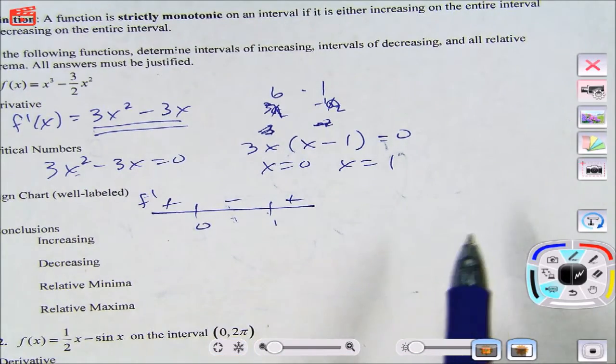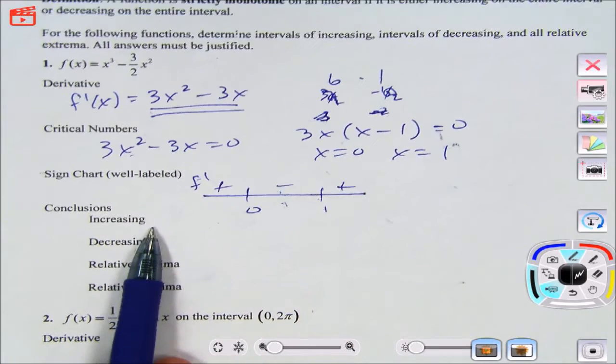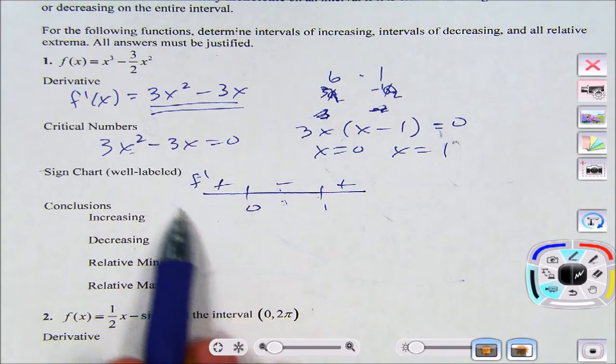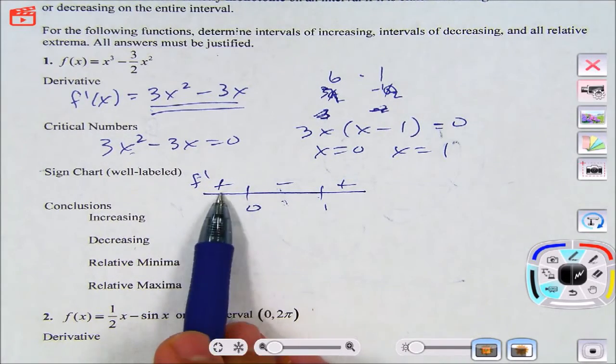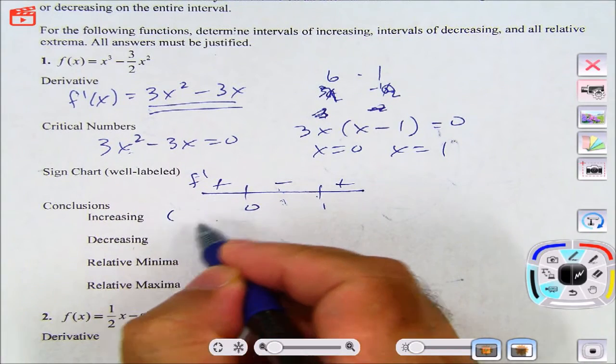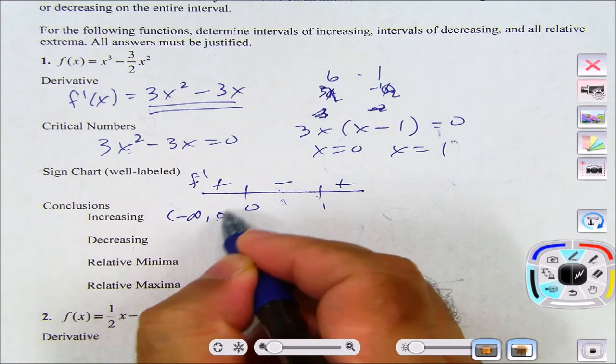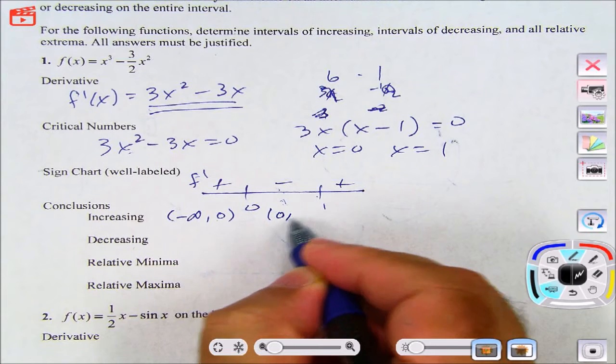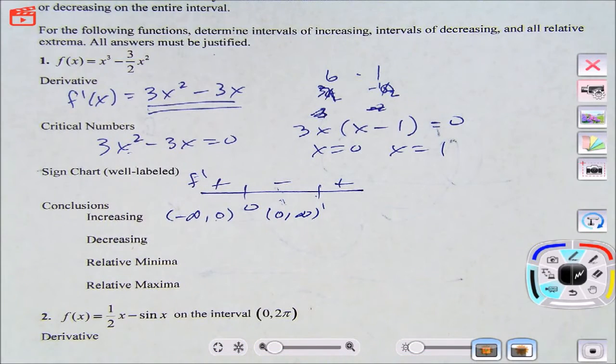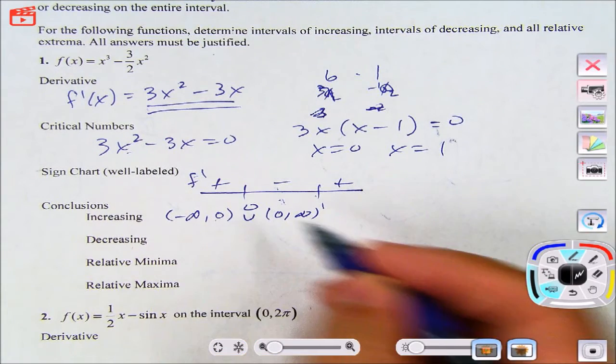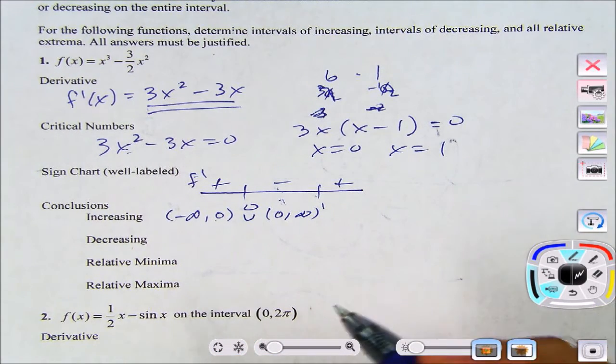All right. So now, where is it increasing? Look here. It's increasing where the first derivative is positive. So it's increasing from negative infinity to 0 and from 1 to infinity. Let's put union. You know what I noticed? I put union, but AP doesn't seem to care. You can just put commas.